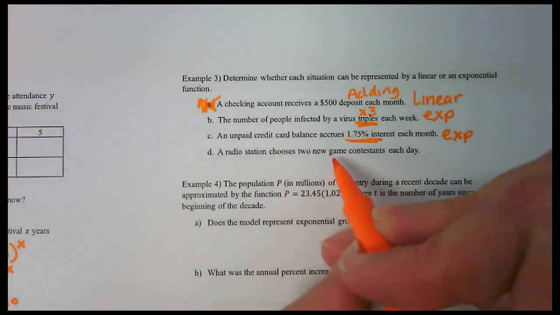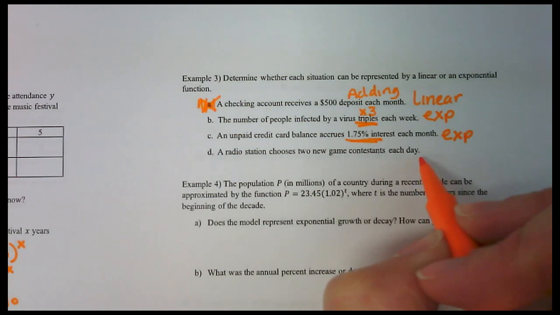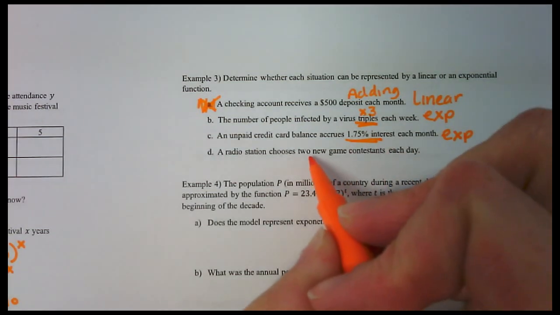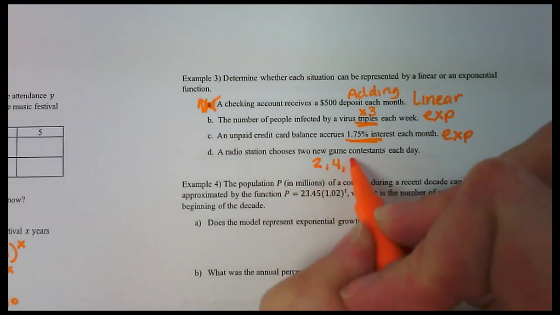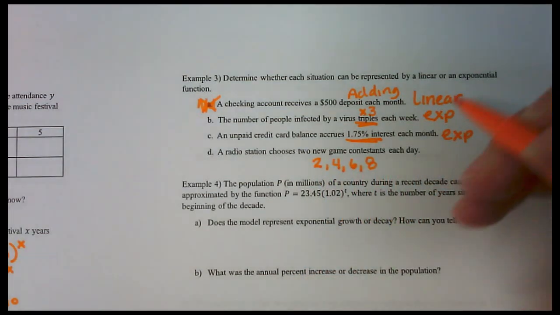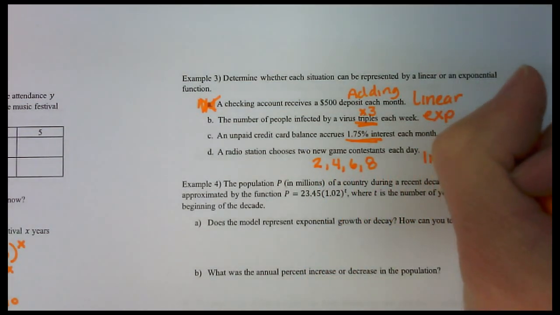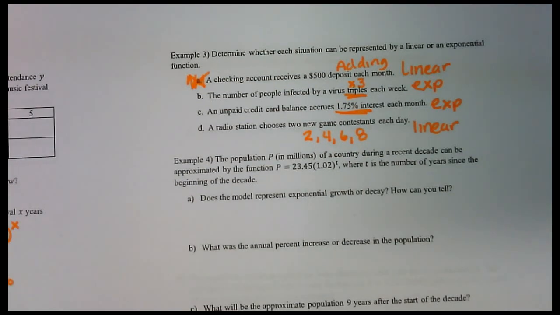A radio station chooses two new game contestants each day. So if I'm choosing 2 new people each day, it would go 2, and then 4, and then 6, and then 8. So how am I getting to the next number? I'm adding, so that's linear. Okay, so if we're adding or subtracting, it's linear. If we're multiplying or dividing, it's exponential.